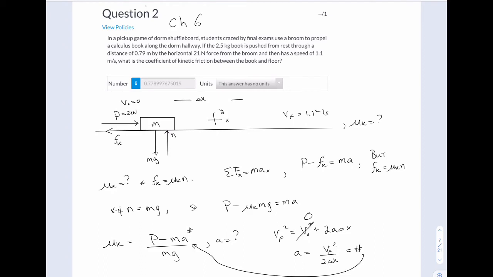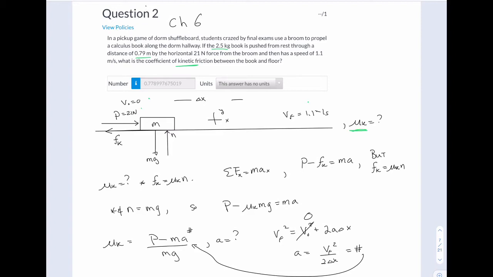Okay, so in 6, this thing is being constantly pushed. They give you the pushing force. They give you the mass of the book. They give you the distance. And they tell you if it starts from rest, it has a final speed. They want you to find the coefficient of kinetic friction. So they want you to find mu sub k.